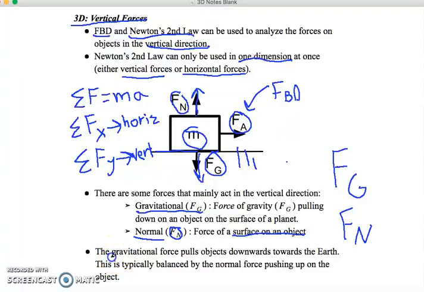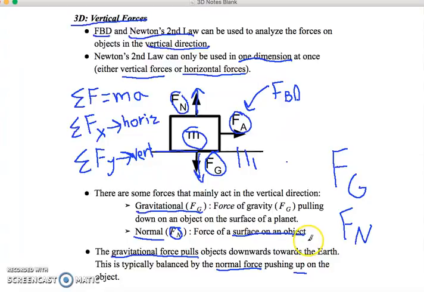Gravity almost all the time is going to pull down on objects towards the earth, and then, like I said, the normal force is going to be pushing up on that object, keeping it from falling through the thing it's on.